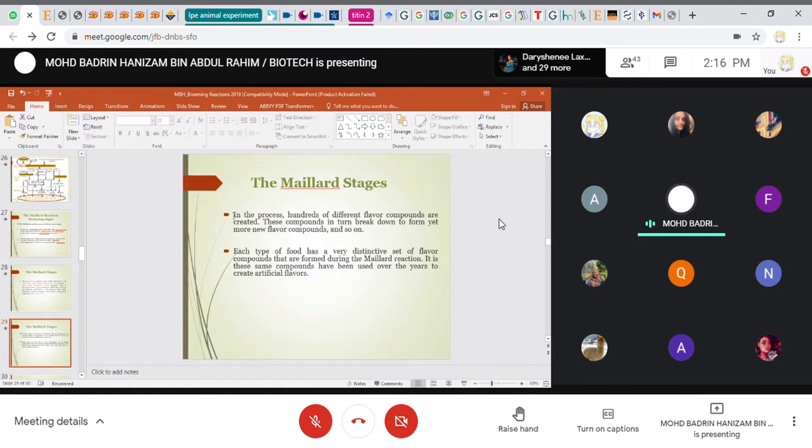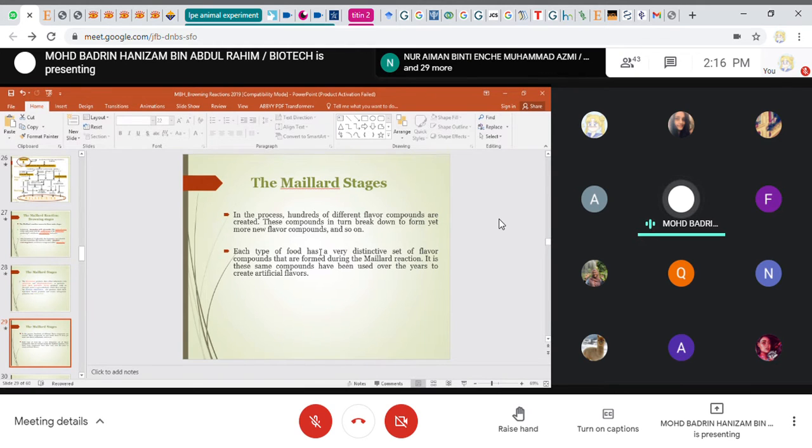Up to now, scientists are still not capable of identifying every single compound that can be produced from this Maillard reaction, because it can produce lots of different compounds. Every year scientists will identify a new flavor compound from this Maillard reaction. So each type of food has a very distinctive set of flavor compounds that are formed during the Maillard reaction. So it is these same compounds that have been used over the years to create artificial flavors.